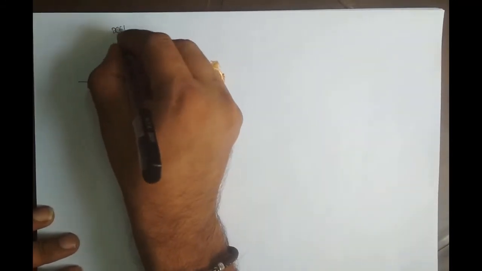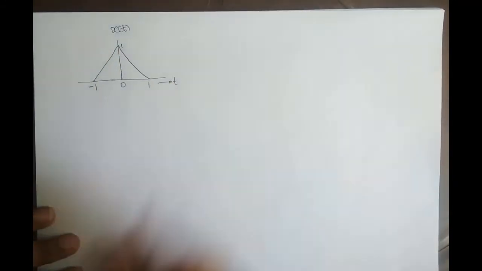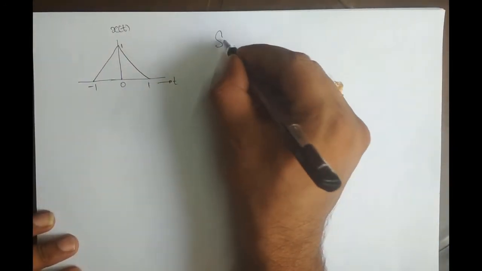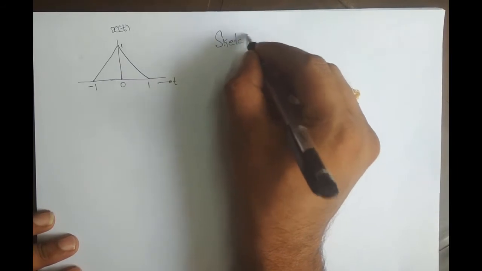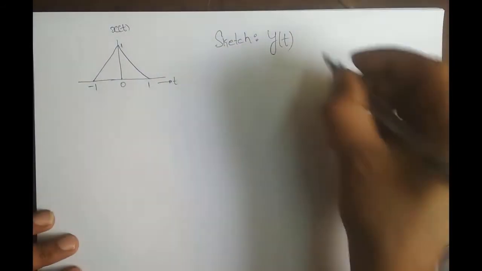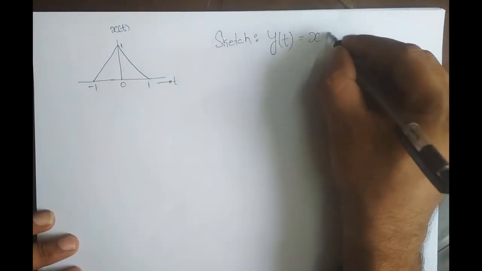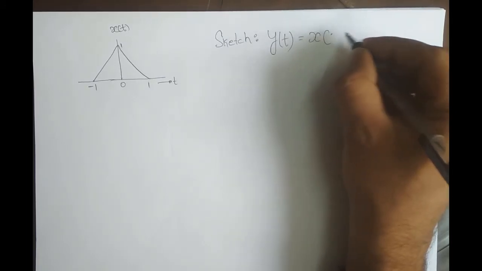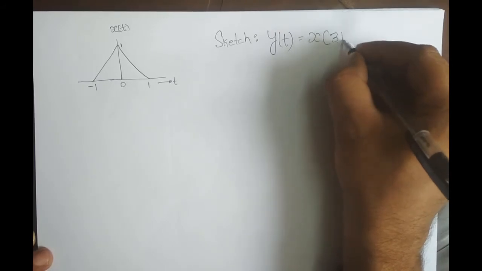This is our signal x of t, which is varying from minus 1 to 1. Now I want to sketch y of t, which is equal to x of 3t. I want to sketch y of t equal to x of 3t minus 2.